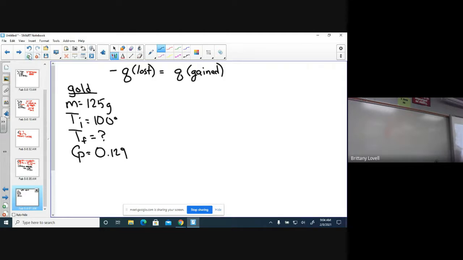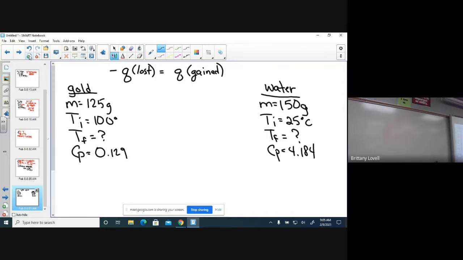Okay? Now, I'm also going to have my water side. I want to set up my heat side for the water. I need to know all of the same stuff: the mass, the specific heat, the change in the temperature. So the mass of the water, they tell us here, is 150 grams. They also tell us that the initial temperature of the water, so the TI of the water, was 25 degrees Celsius. We don't know the final temperature of the system. That's what we're looking for. But we do know that the specific heat of water is 4.184.